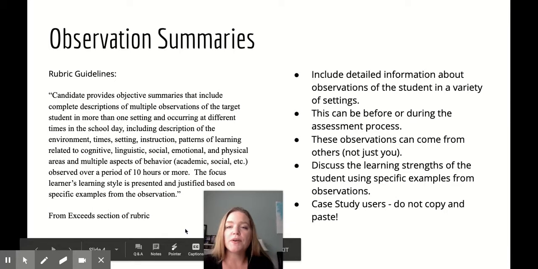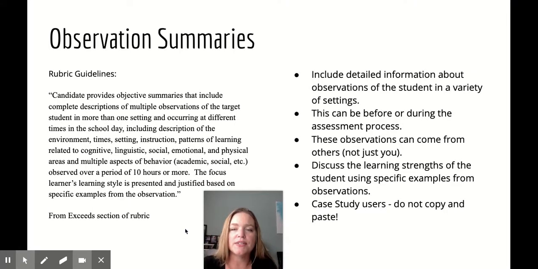All right, so the rubric guidelines for the observation summaries: the candidate provides objective summaries that include complete descriptions of multiple observations of the target student. So not just one observation, but multiple observations. And they should be in more than one setting, occurring at different times in the school day.